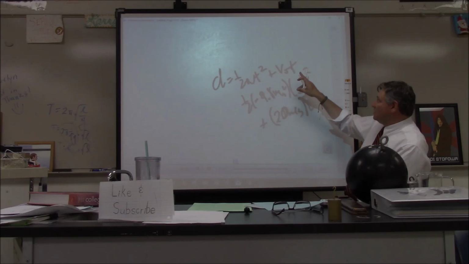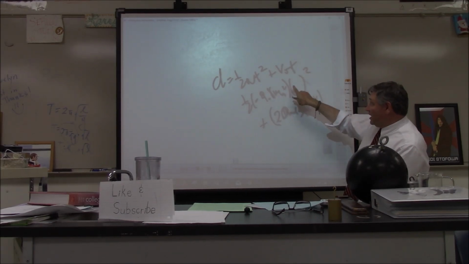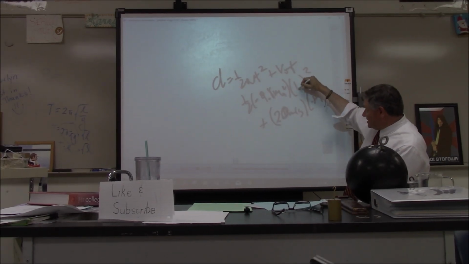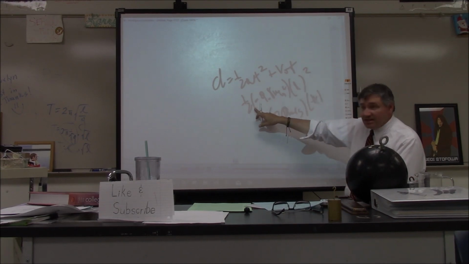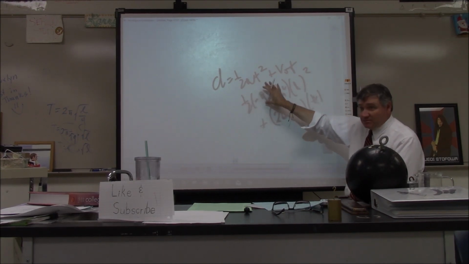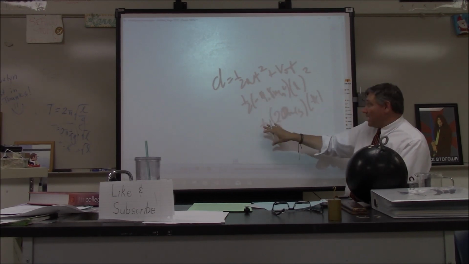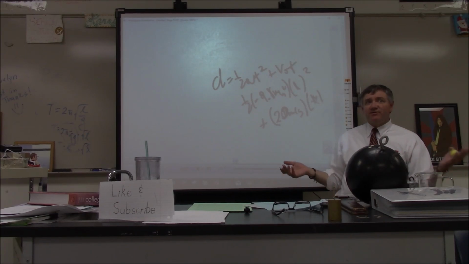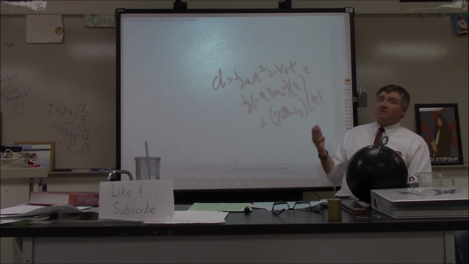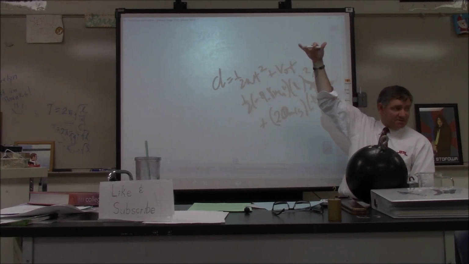So let's do this. If you plug in 1 second, that one's easy, right? So you have 1 squared times negative 9.8 times a half, which gives you negative 4.9. And then negative 4.9 plus 20 is going to get you 15.1. So at the end of 1 second, it is 15.1 meters tall.